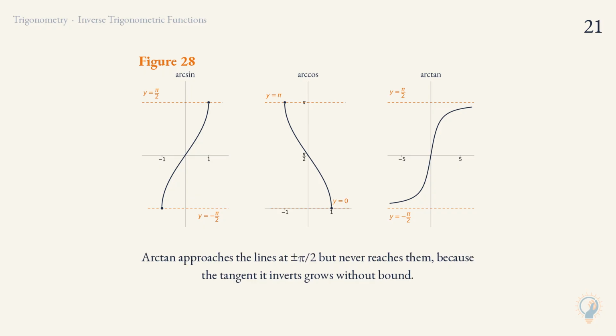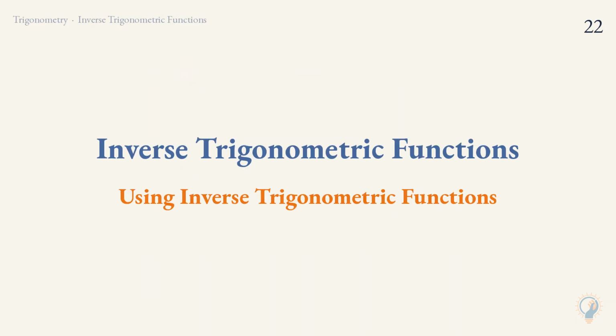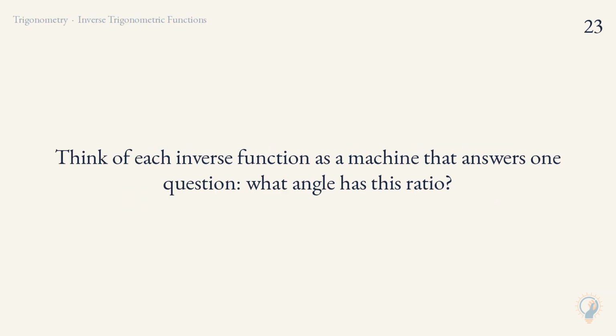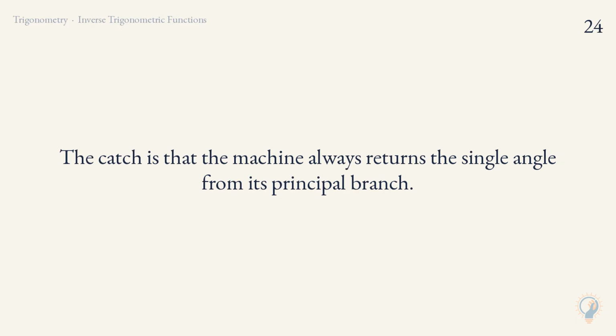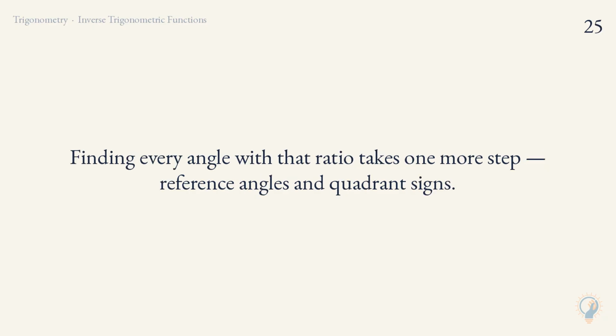Arctangent approaches the lines at plus and minus pi over 2, but never reaches them, because the tangent it inverts grows without bound. Using inverse trigonometric functions. Think of each inverse function as a machine that answers one question: what angle has this ratio? The catch is that the machine always returns the single angle from its principal branch. Finding every angle with that ratio takes one more step: reference angles and quadrant signs.